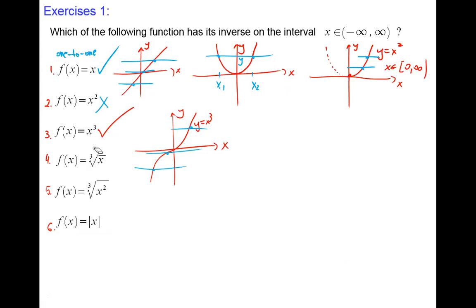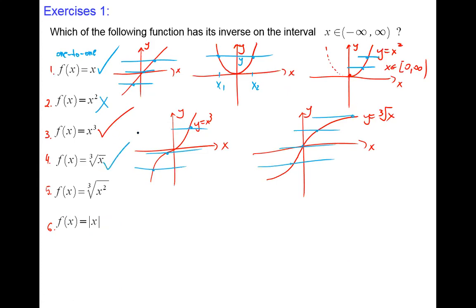Okay, what about cube root of x? Actually, yes, cube root of x is the inverse function of x cubed. We will do this exercise. And the inverse, this will be cube root of x. That's x, that's y. And the same thing: two different x's will not give me the same cube root. Okay, that means this one is fine.